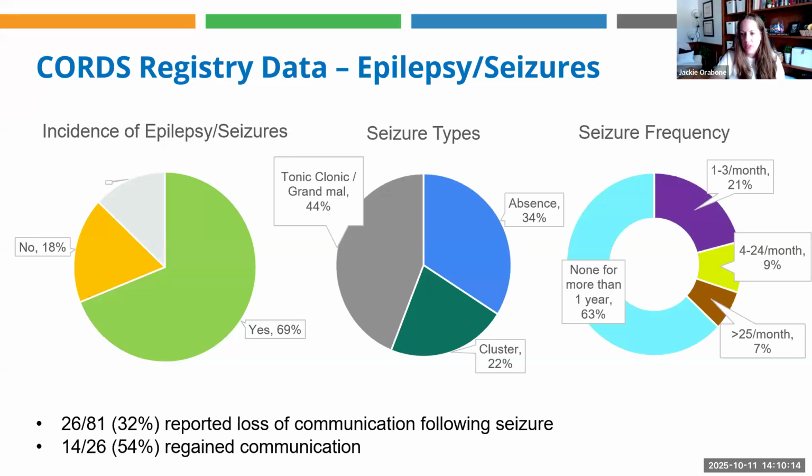So about 63% have not had a seizure for more than 1 year. 21% is the next highest, who have about 1 to 3 a month. And then you can see that the ones that have increasing frequency are slightly lower percentages, but account for about 16% of the reported population. 32% reported loss of communication following seizures, but 54% regained communication after.